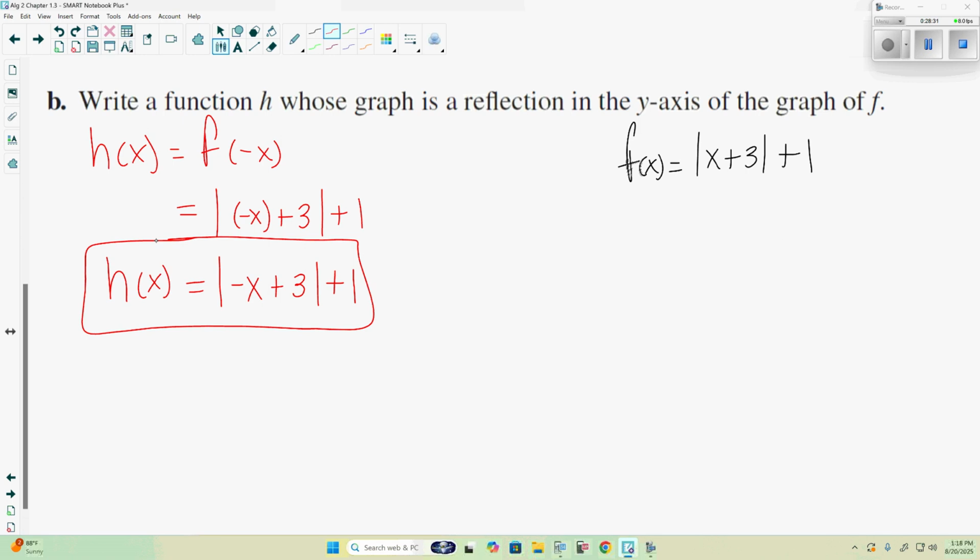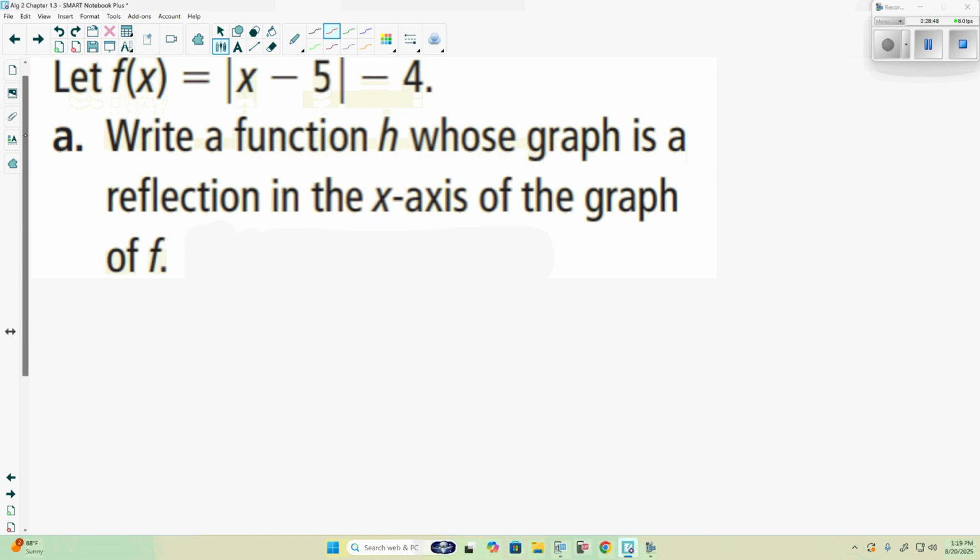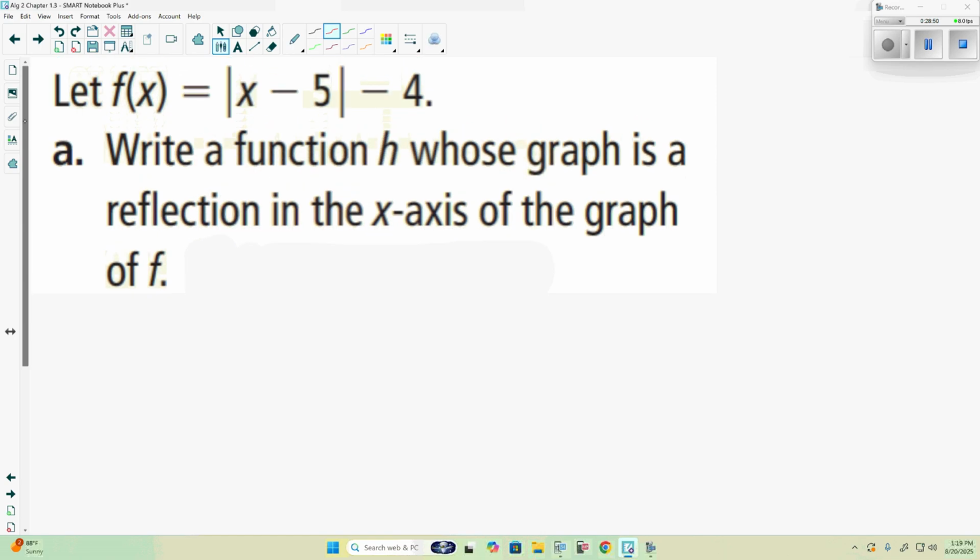The reason I like these general forms is it does not matter what the function is. It doesn't matter what the function looks like or how it's set up. We can apply it to each function every single time, and it's going to work every single time. So f of x equals the absolute value of x minus 5 minus 4. Write a function h whose graph is a reflection in the x-axis of the graph.